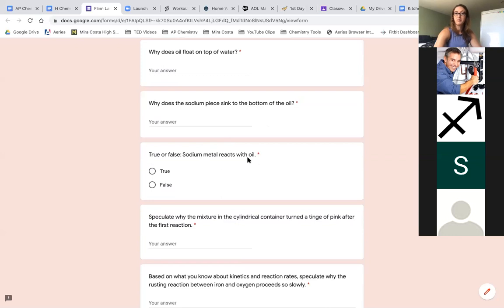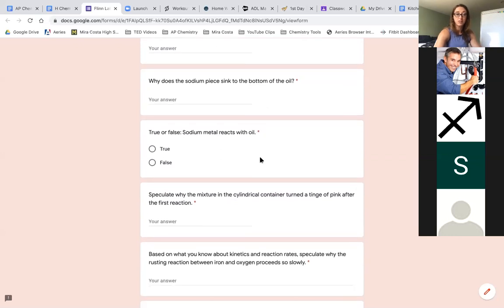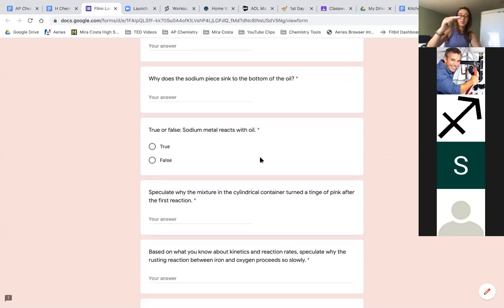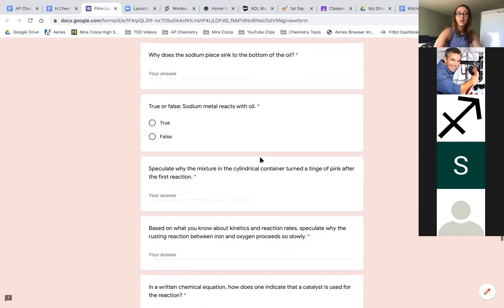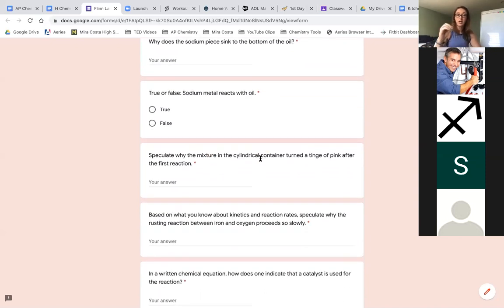True or false, sodium metal reacts with oil? That's false, right? You saw the sodium sink through and it didn't react at all with the oil. But then when it got to the water, it started reacting. Sodium and water react very violently together. That's why it's nice to do this reaction, because it's a safe way to do it with the oil on top. The reaction doesn't turn into a very violent reaction.